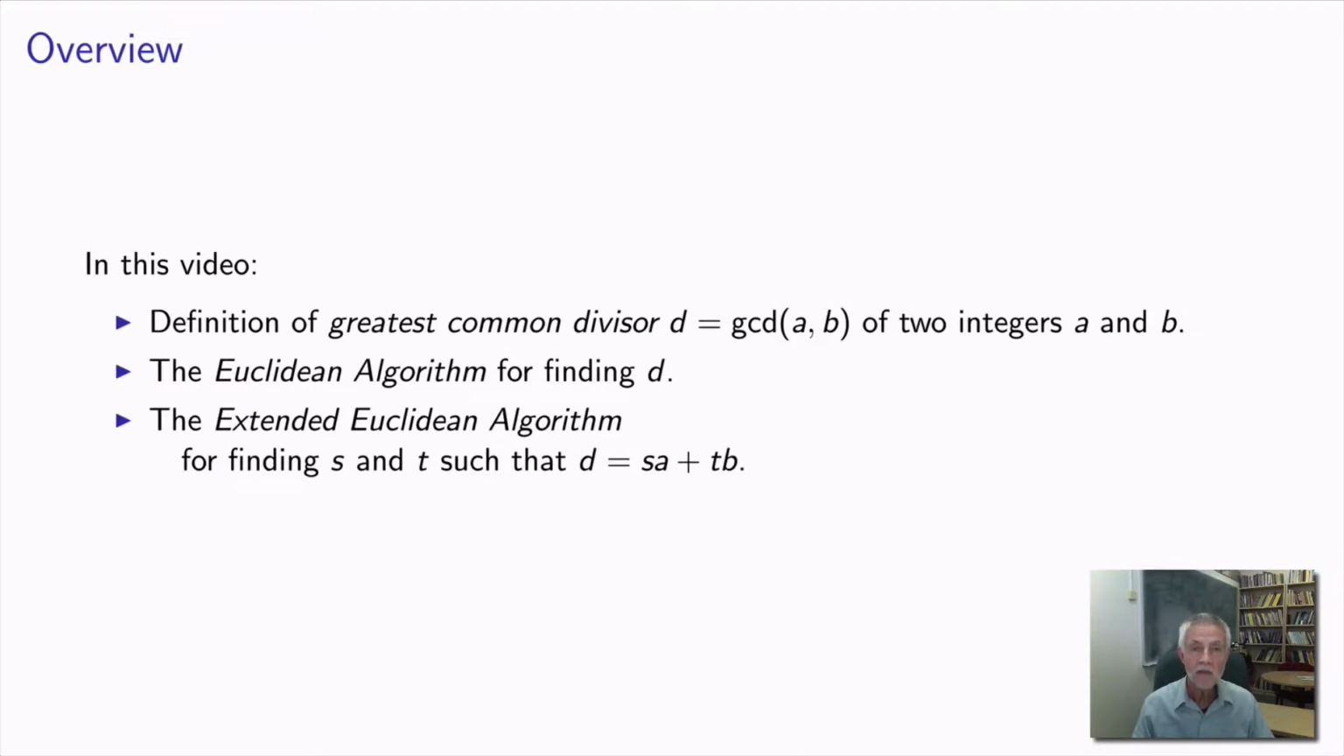And finally, we'll discuss the extended Euclidean algorithm, which allows us to express the greatest common divisor as a sum or difference of multiples of a and b. And this in particular is going to be very important in showing in the next subsection that prime factorizations are unique.